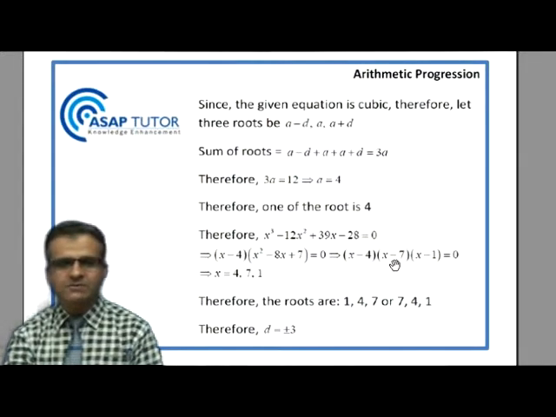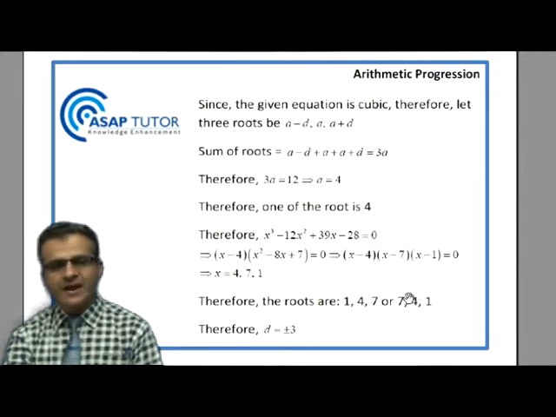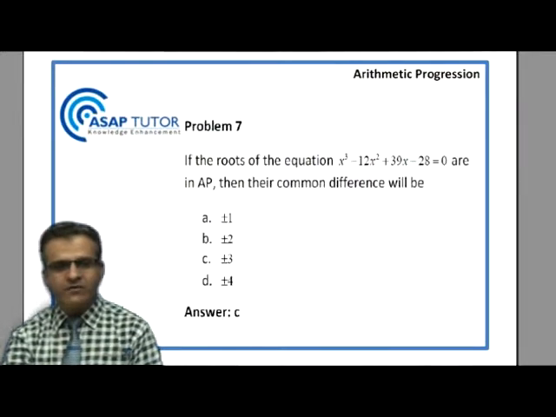Factorizing this, x square minus 8x plus 7 is equal to 0, we get x minus 7 and x minus 1. So solving it, we get x is equal to 4, 7, 1. So therefore the roots are 1, 4, 7 or 7, 4, 1. If we take 1, 4, 7, the common difference is 3. That is 4 minus 1, 7 minus 4. And if we take 7, 4, 1, the common difference is 4 minus 7 or 1 minus 4, that is minus 3. So therefore the value of d is plus minus 3, or the correct answer is C.